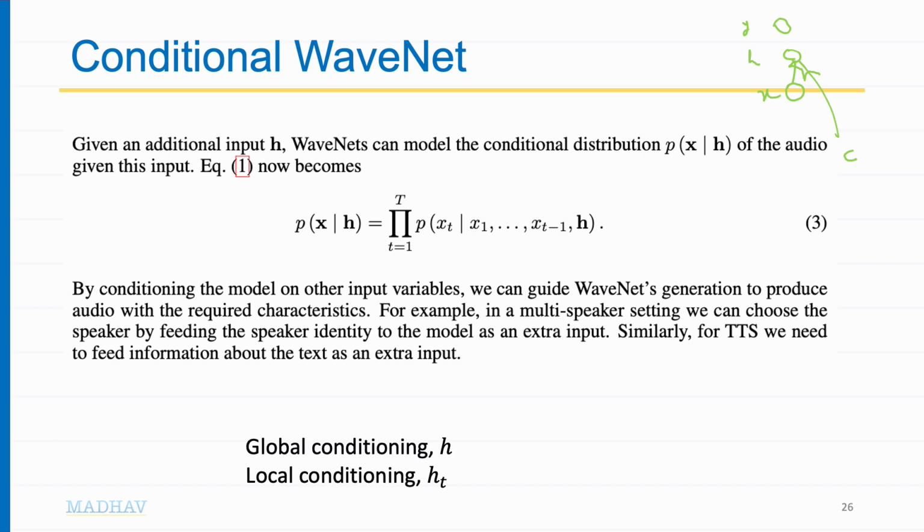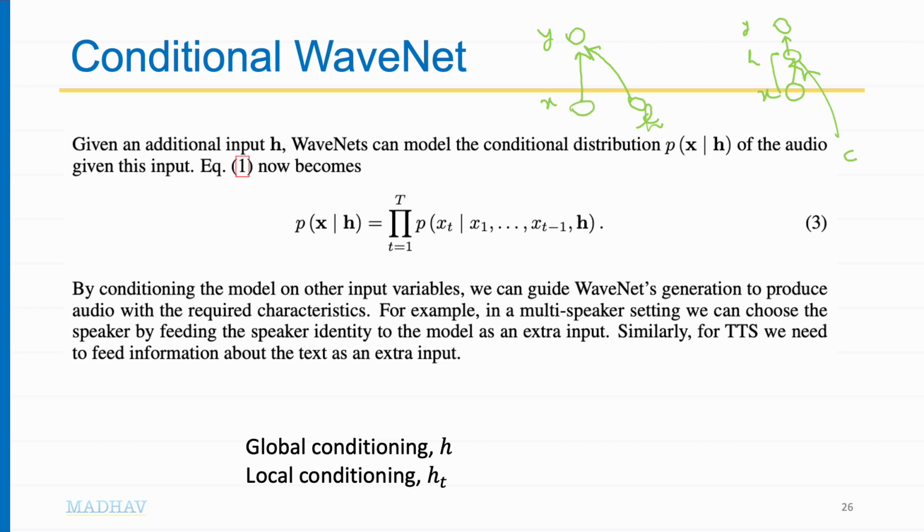And this condition c could be of two types. I have used the notation h here. So your y depends on h, but y also depends on x. Let's say your y depends on x, but it also depends on some conditions c or h. Now your condition can be constant for the entire audio. Let's say if I say it's a young female voice, then it is constant for the entire audio.